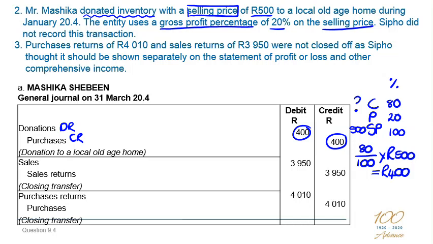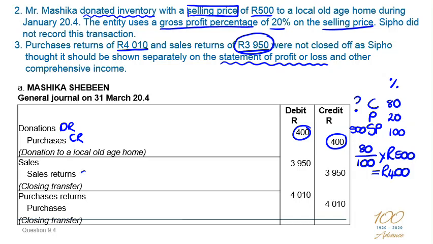In number 3, they tell us that the purchases returns of 4010 and sales returns of 3950, both of the returns accounts were not closed off, as Sipu thought it should be shown separately in the statement of profit or loss and other comprehensive income. In the statement of profit or loss, we're going to show our net sales and net purchases. So I would have to take the sales returns of 3950, which is an expense account, and close it off. So how do I get rid of a debit?